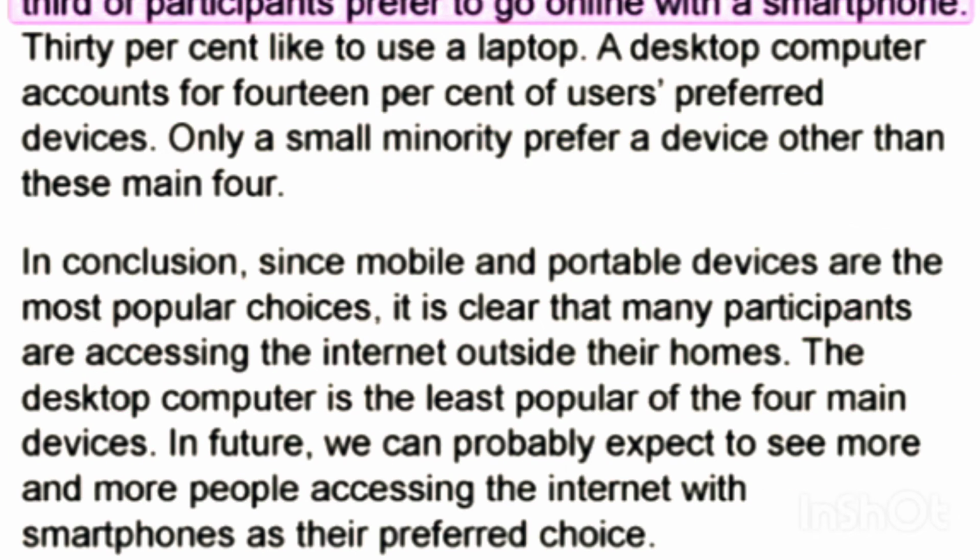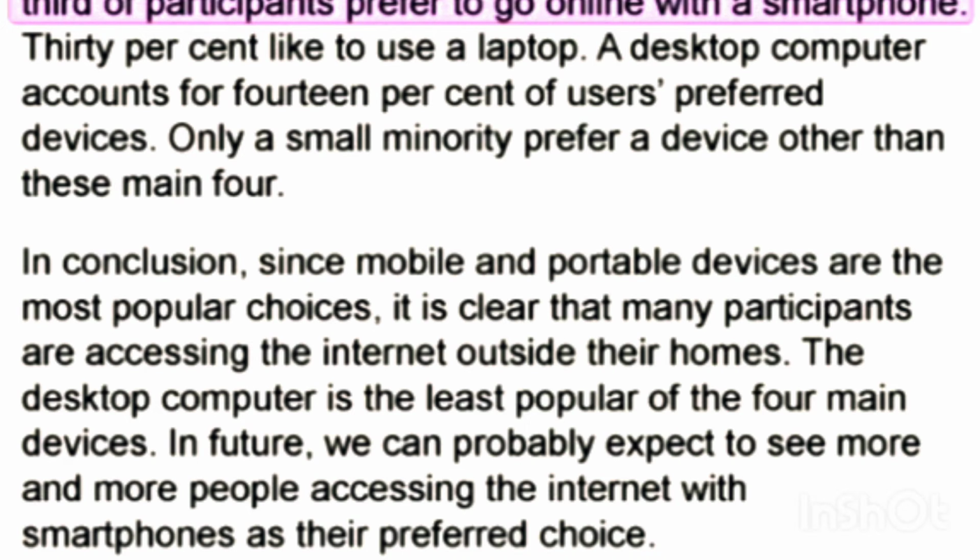Next, we'll see the conclusion. In conclusion, since mobile and portable devices are the most popular choices, it is clear that many participants are accessing the internet outside their homes. The desktop computer is the least popular of the 4 main devices. In future, we can probably expect to see more and more people accessing the internet with smartphones as their preferred choice. So, I hope you have understood how to write the analytical paragraph.